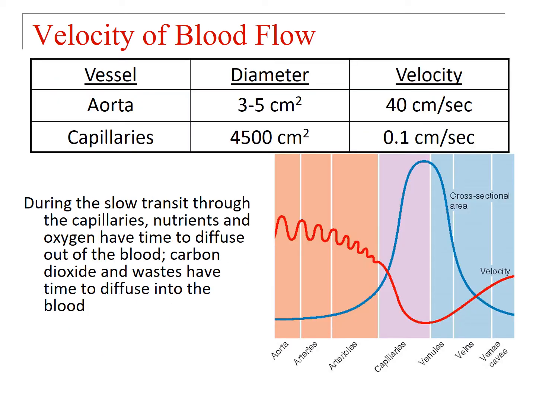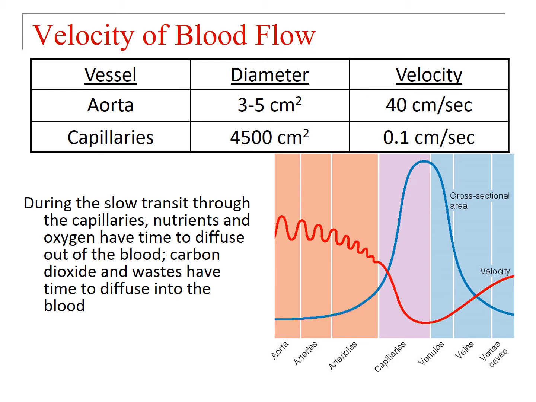So if you take a look at the figure at the bottom, you'll see that you start with the aorta and you proceed to the arteries, arterioles, capillaries, venules, veins, and then the superior and inferior vena cava. And basically what the blue line represents on this particular figure is the total cross-sectional area.